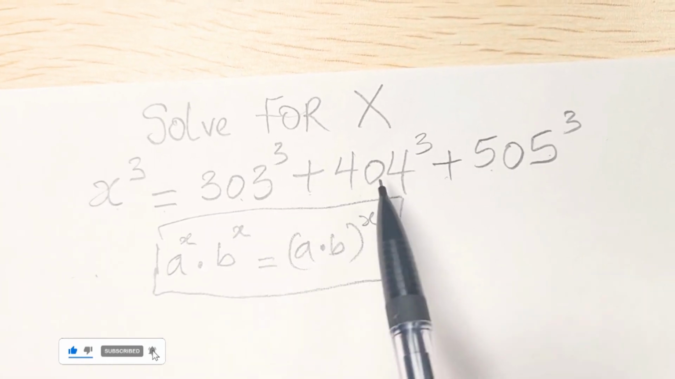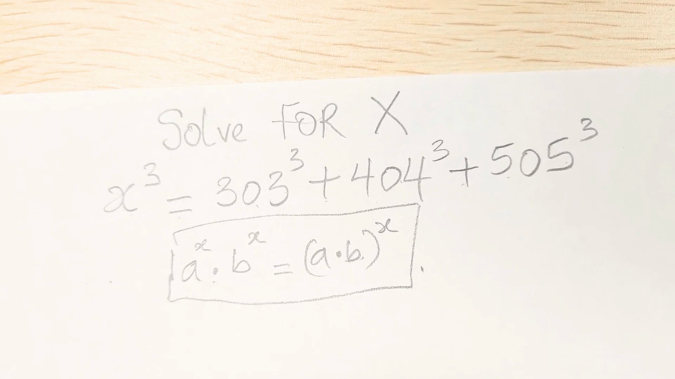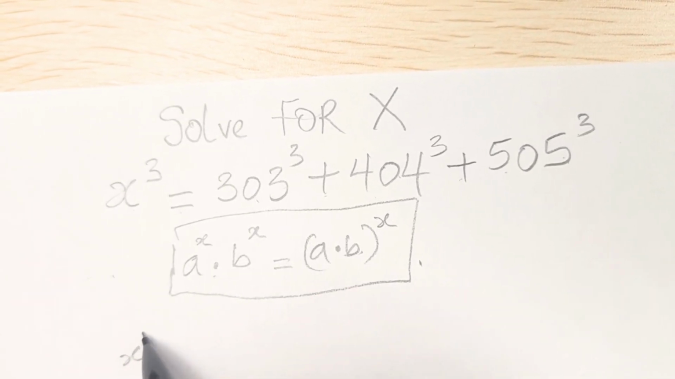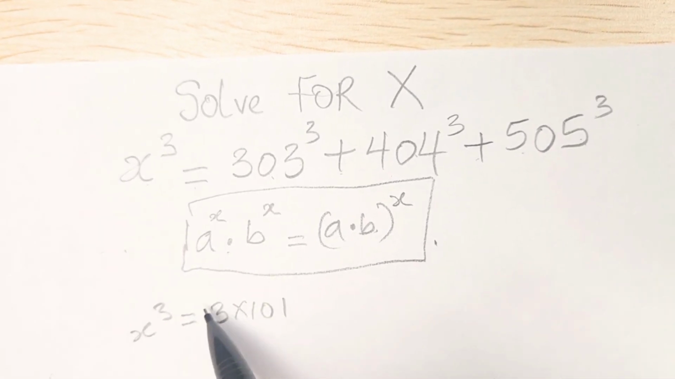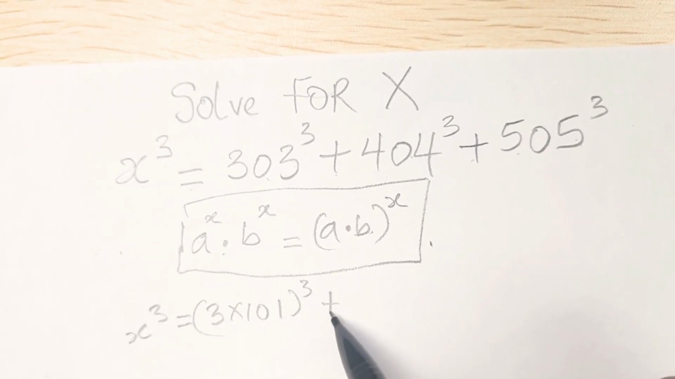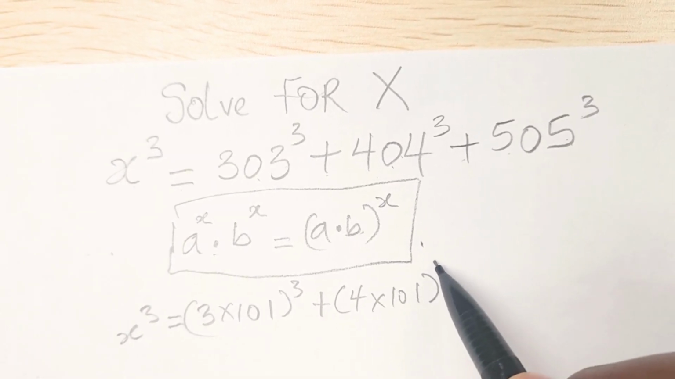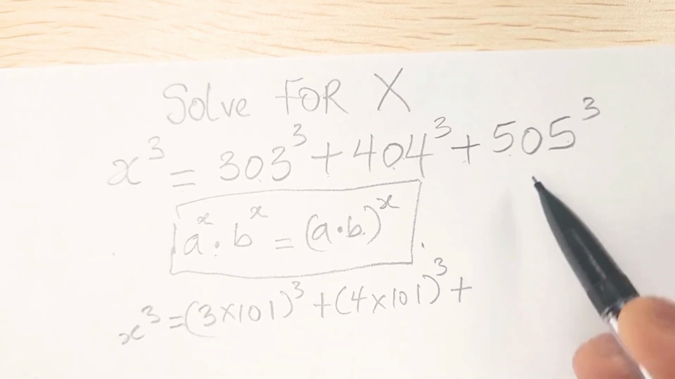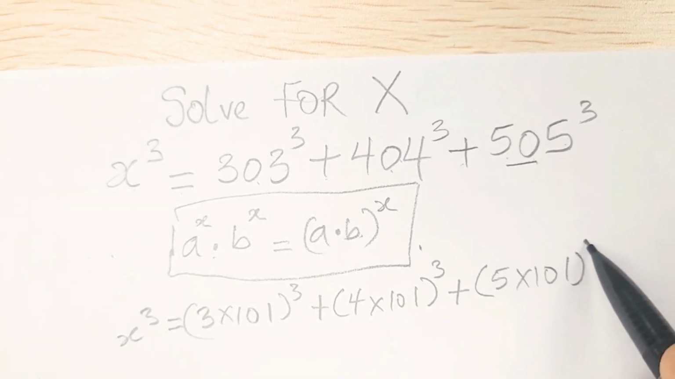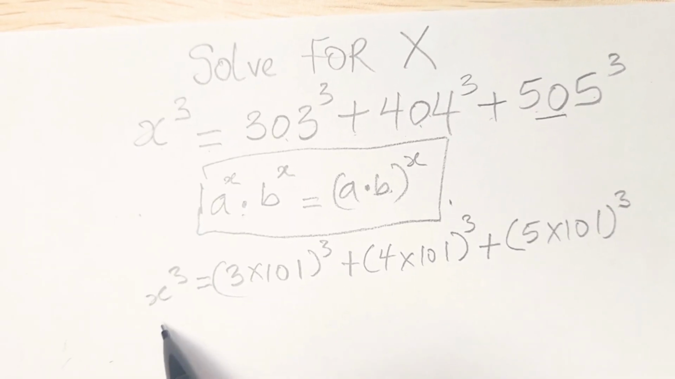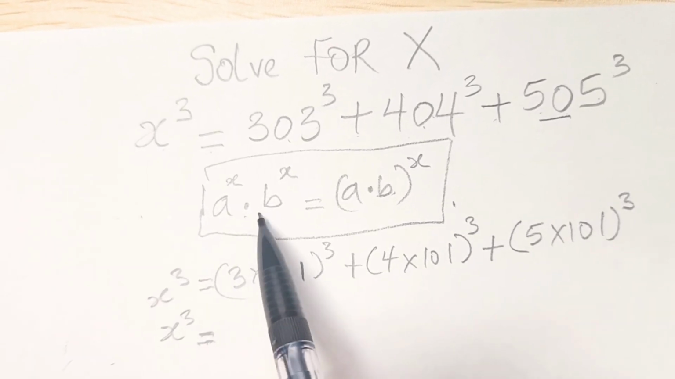Now we can rewrite these numbers in this form. So we can rewrite 303 as 3 times 101 cubed, plus rewrite this as 4 times 101 raised to power 3. And we can rewrite this as 5 times 101 raised to power 3. So x cubed is the same as, let's rewrite this in this format.